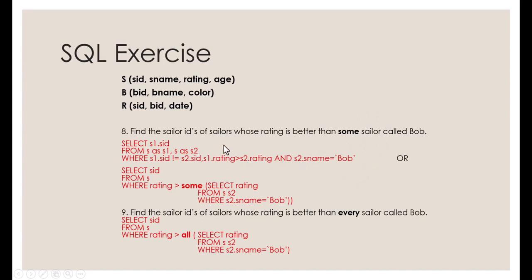So this is one way of doing it. You can also do it this way. So select SID from S where the sailor's rating is greater than some, and in parentheses, we have a list of all the ratings from a sailor named Bob. So this will have 5 different values. If there are 5 Bobs, this table will have 5 different numbers, assuming the rating is in numbers. So this will also return just 5 numbers.